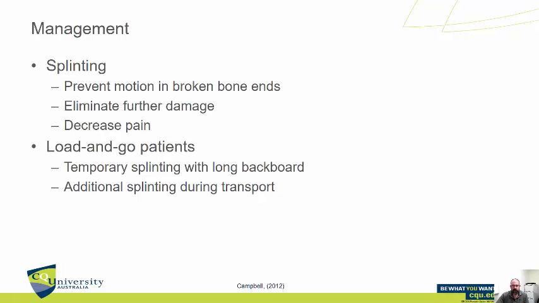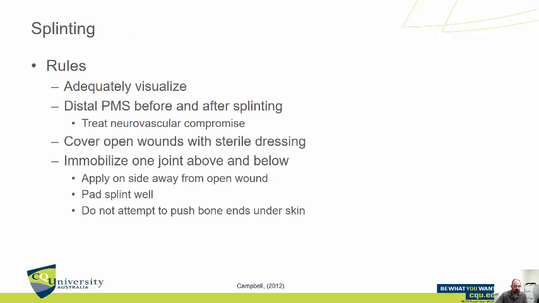With load and go patients, we're talking about patients that have a reversible cause of death that needs to be managed, or patients that need to get to hospital quickly. That would constitute an airway problem, a breathing problem, or a bleeding problem. You want to try and sort those out. Get your patients onto a spine board, sort out the major reversible causes of death, start transportation, and once you've sorted those out, then you can go ahead and do some splinting during transportation. Don't get sucked into splinting when your patient's busy dying of an airway problem.